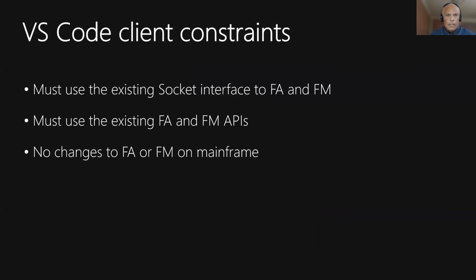Okay, when we moved to VS Code, there were some constraints that we had to work within. So we had to use the existing socket interface. We had to reuse the existing Fault Analyzer and File Manager internal APIs. And we could not make any changes to the host products, FA or FM, on the mainframe. Next slide, please.